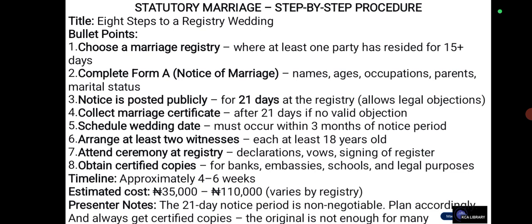Then you arrange at least 2 witnesses. All right. Then you attend the ceremony at the registry. This is where you make the declaration, vows, and signing of the register. After that, you obtain certified copies for banks, embassies, schools, and legal purposes. So the timeline is about 4 to 6 weeks, and the estimated cost is between 35 to 110,000 naira, although it varies by registry. The 21-day notice period is non-negotiable. Plan accordingly and always get certified copies. The original is not enough, okay?